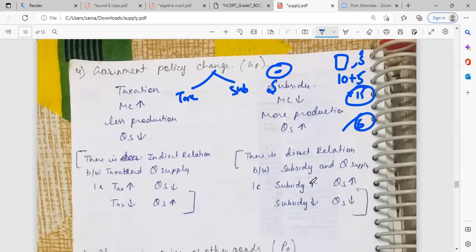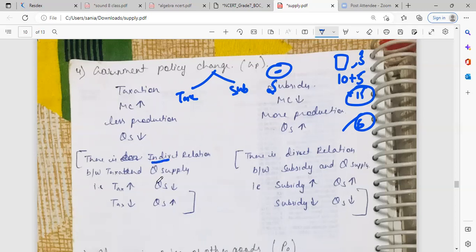But if government will be providing you things on subsidy, for example, sugar, government is providing you sugar at 10 rupees now. So what you will do, you will produce more. But if government will reduce the subsidy, you will produce less. So with taxation, there is an indirect relationship.